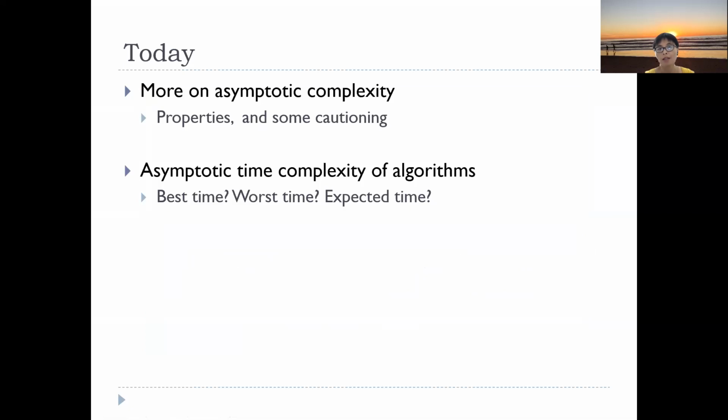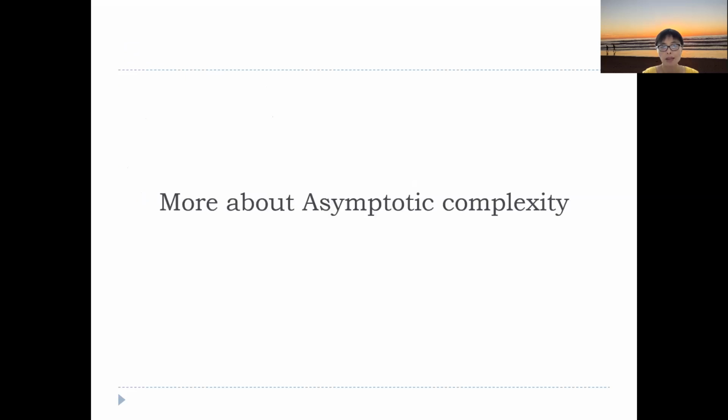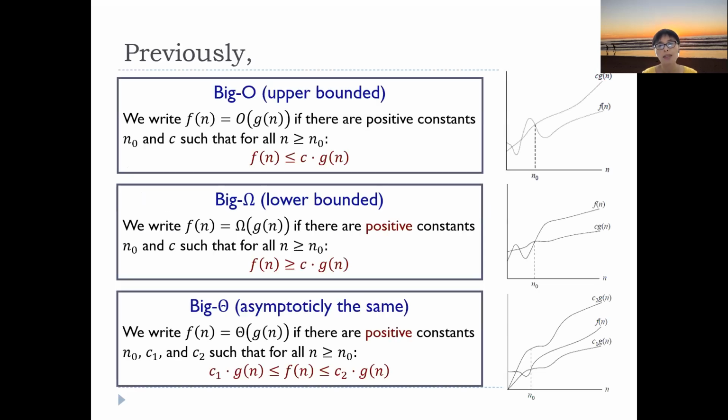Last week, in fact, we started to talk about a language to help us analyze and talk about the time complexity of algorithms. This is the so-called asymptotic notation. What we're going to do today is first review this, talk about some of its properties, and go through a few more examples. Then we're going to start to use this asymptotic language to help us analyze the time complexity of algorithms. Okay. So first, here's what we said last time.